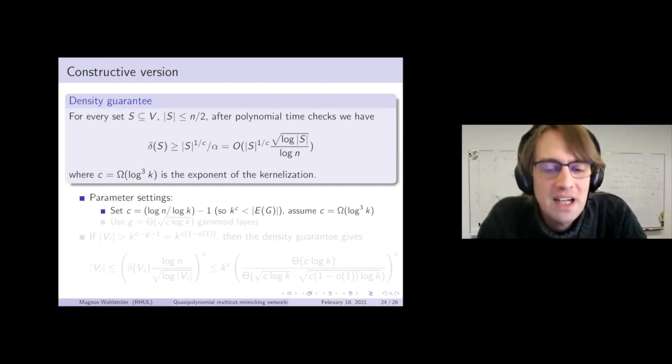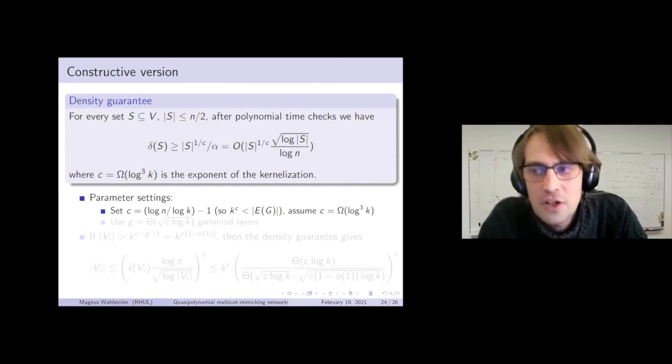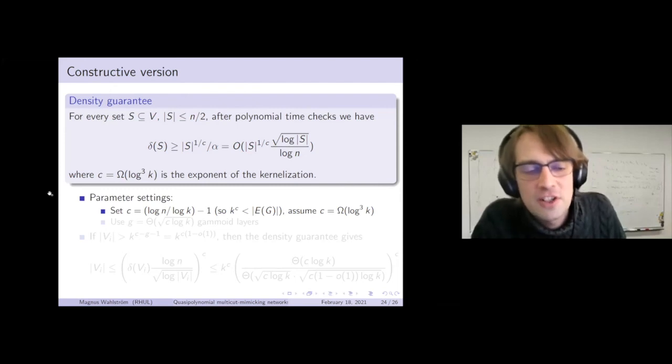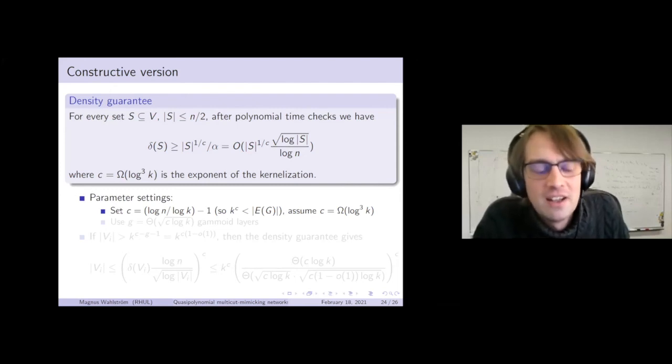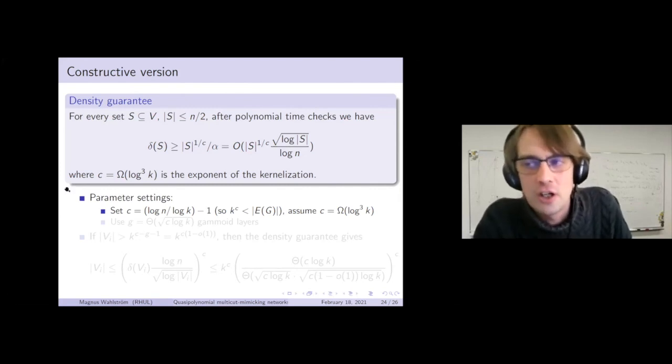We have two parameters we want to set. The first parameter C is our target kernel size. So we're going to cheat on this one. When I say we have to set the value C, I mean our marking scheme will mark exactly k to the C edges. We have to make sure it doesn't mark the whole graph.